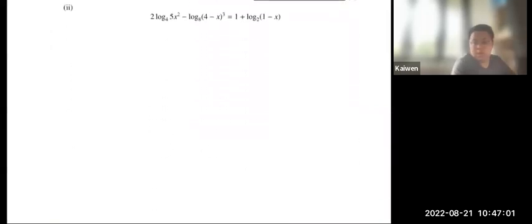For the bottom one, this is interesting. We have 2 log base 4 of 5x squared minus log base 8 of (4 minus x) whole cubed equals 1 plus log base 2 of (1 minus x). As I'm running out of time, I'm going to show you how to simplify the logarithms. The solution you can do on your own because it's not difficult.